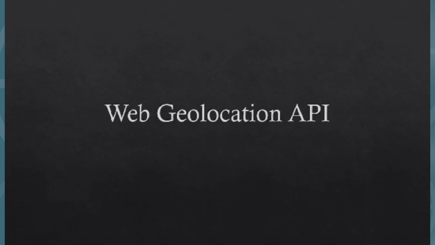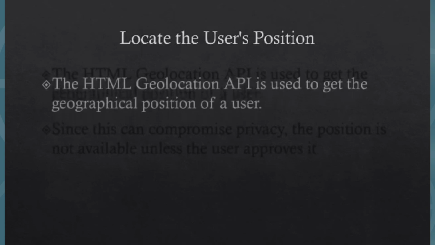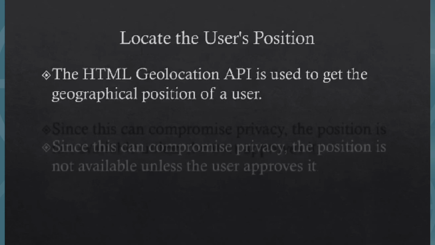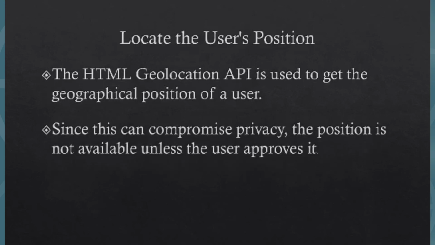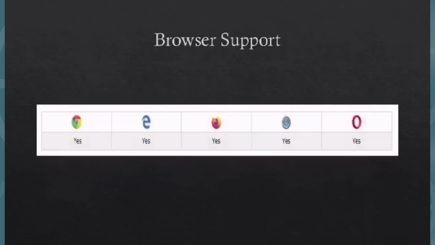Web Geolocation API. In locating the user's position, the HTML Geolocation API is used to get the geographical position of a user. Since this can compromise privacy, the position is not available unless the user approves it. Take note that geolocation is most accurate for devices with GPS, like smartphones. The Geolocation API is supported in all of these browsers.